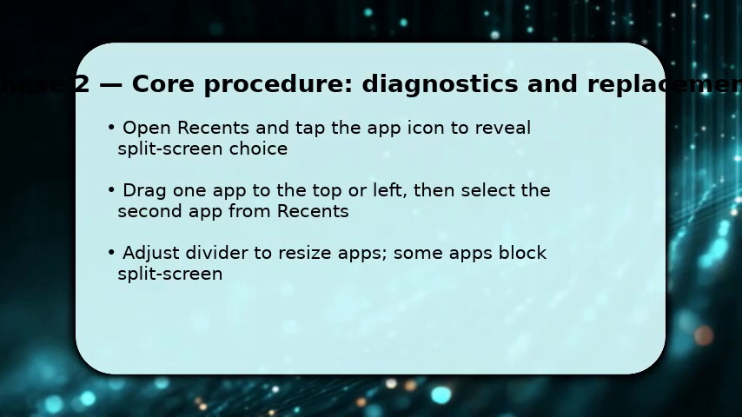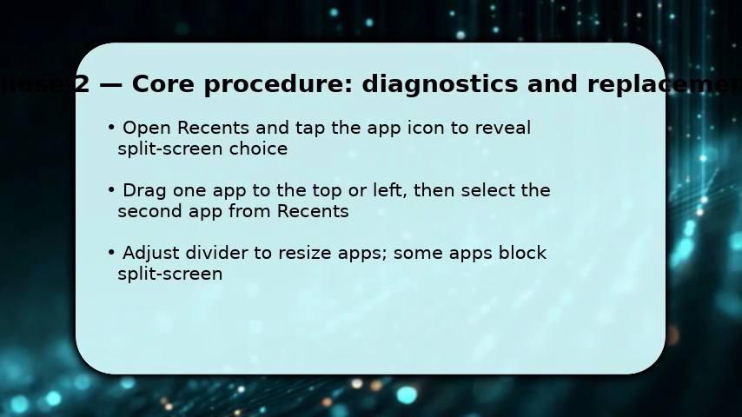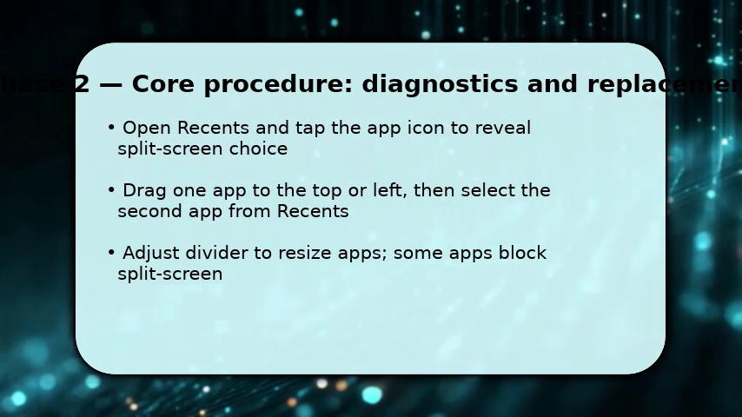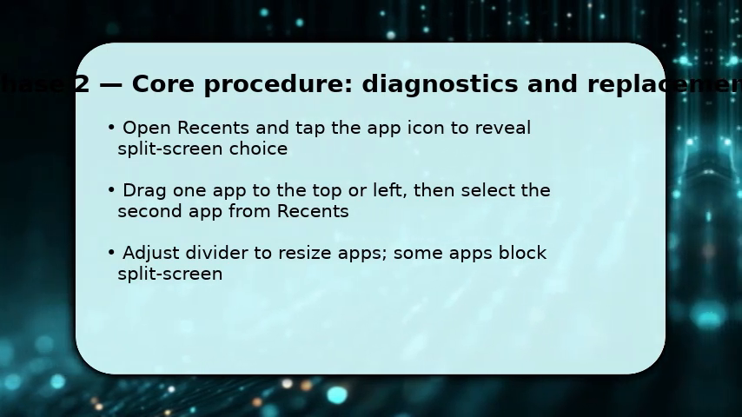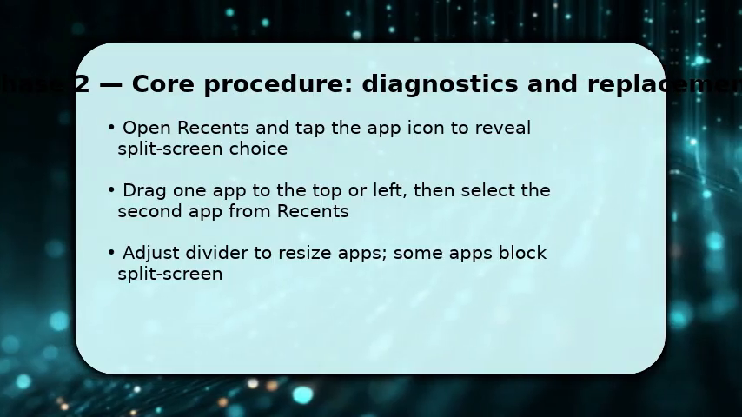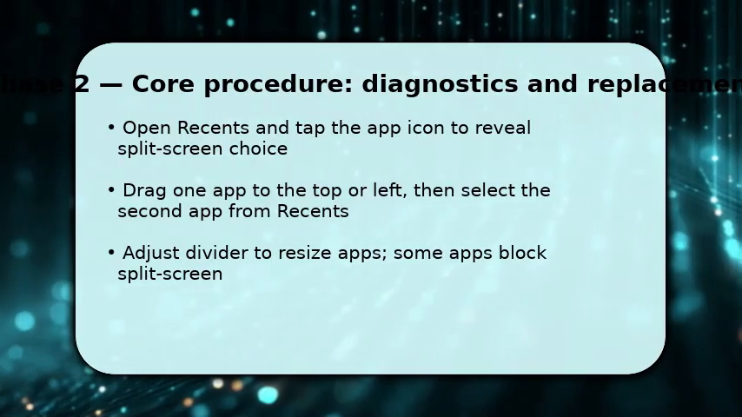Now you activate split screen from Recents. Swipe up or tap Recents to show recent apps, then tap the app icon and choose split screen or drag to split. This pins the first app to the top or left.